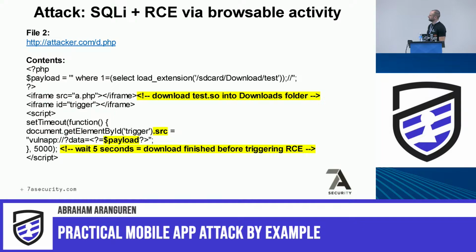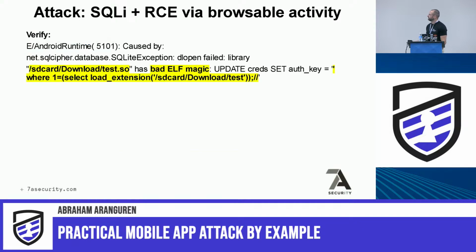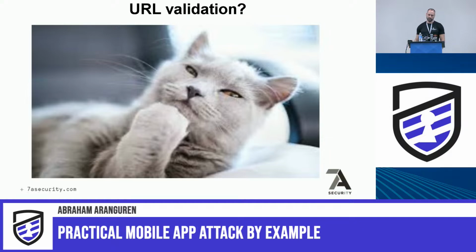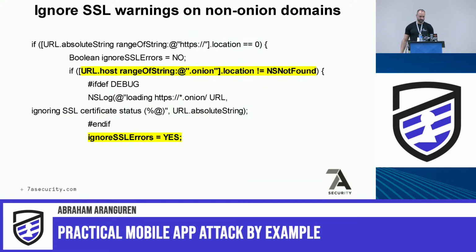So you do this document.getElementById trigger, and then you set the source to the deep link, right? So vulnerable app, and then the data exploiting, like the payload here, and then this resulted in the same thing, has bad ELF magic, and in this case we have it trying to load the extension from the SD card, right? So we have a deep link attack with SQL injection, which leads to remote code execution, right?